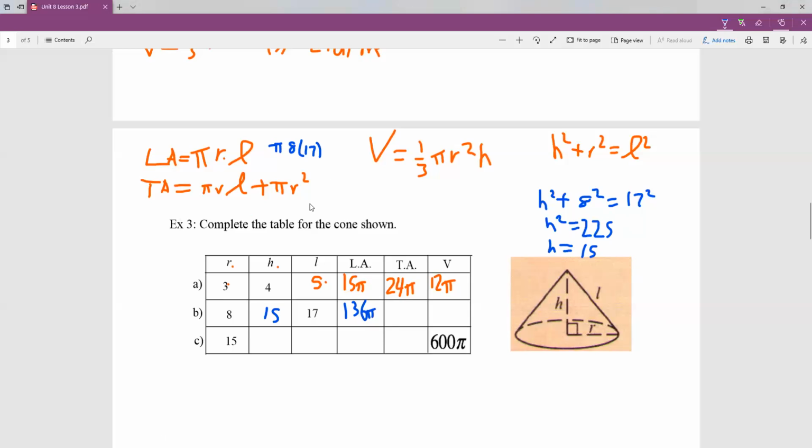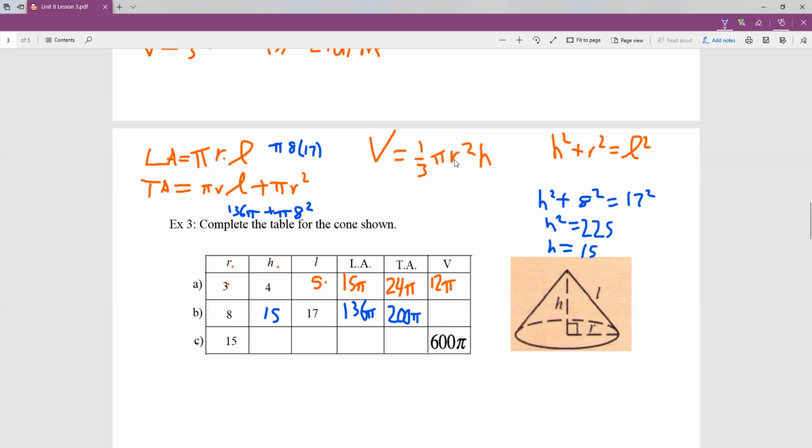All right, total area. We just take our lateral area and add it to pi r squared. So this is 64. 136 plus 64 is 200. Nice.